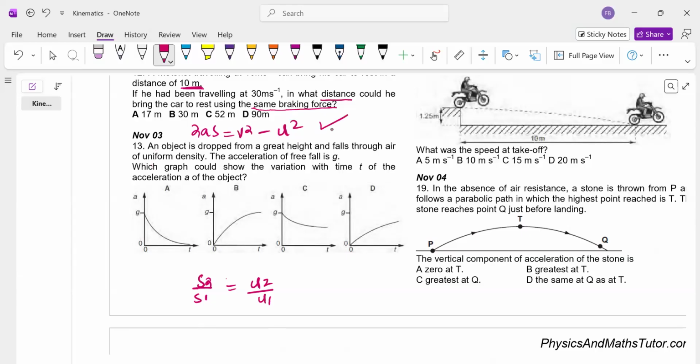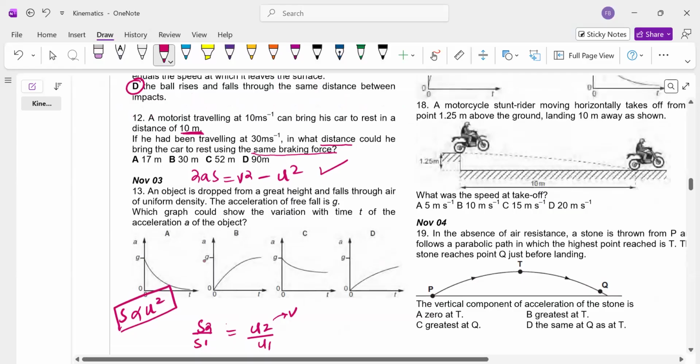I have just used this equation. What I have done is, the distance will be directly proportional to u squared, initial velocity or final velocity. So I have taken this equation: S2 over S1 will be equal to U2 squared over U1 squared, and U2 is the final velocity. You can directly use this. I am telling you this.